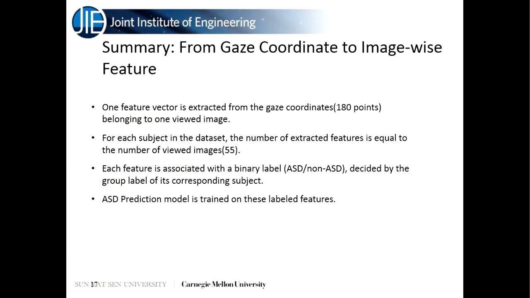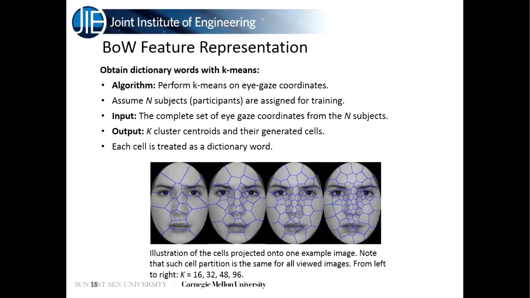Alright, so this is basically the summary. We want to change from the gaze coordinates to an image-wise feature. The first method we use is simply the bag of words. However, we no longer use the manually segmented AOI, the area of interest. Here we use k-means to cluster the eye gaze data in these faces into many different regions, or cells. This is just the regular k-means algorithm.